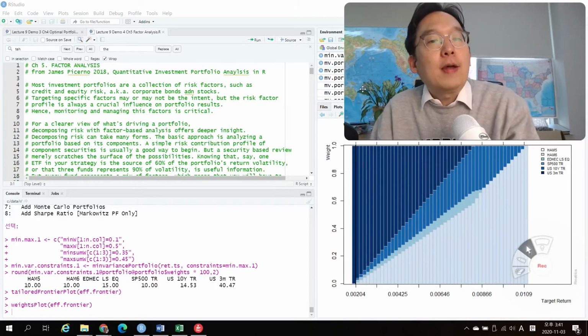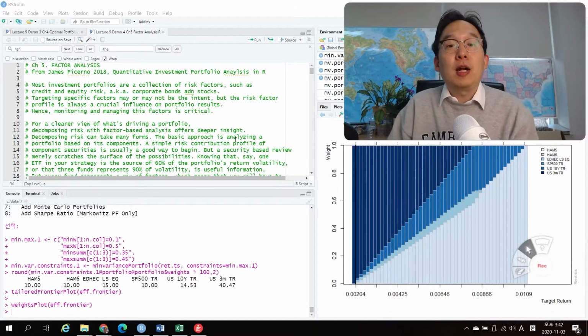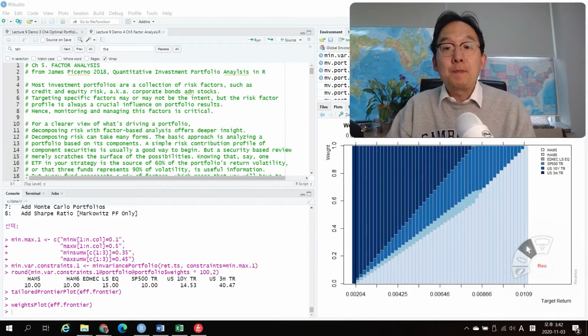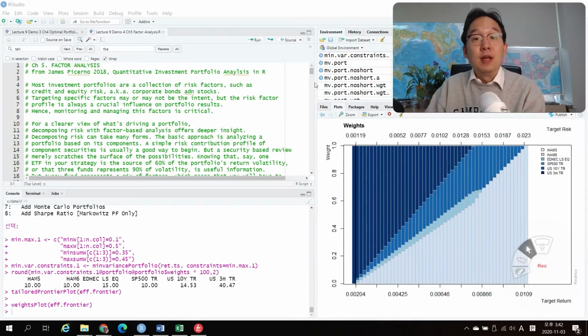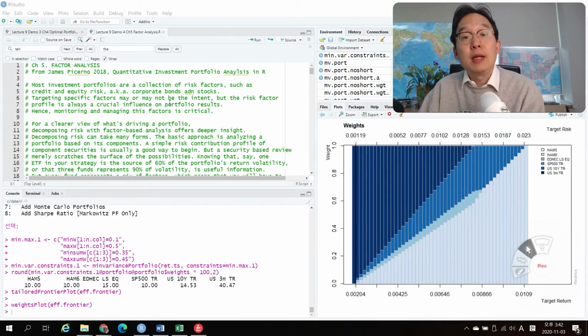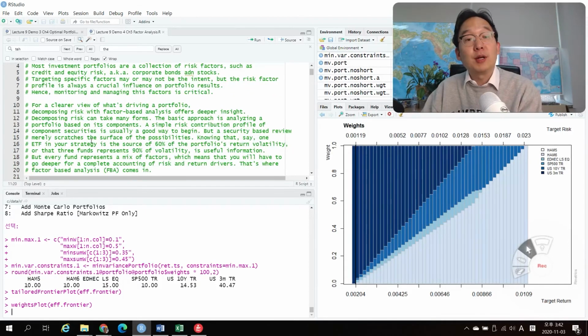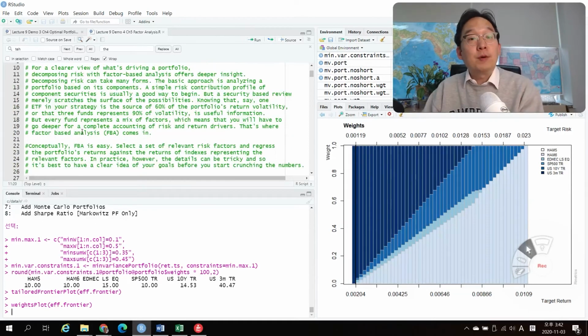All right, anyway, factor analysis, how do we do that? Most investment portfolios are a collection of risk factors, such as credit and equity risk, also known as corporate bonds and stocks. Target specific factors may or may not be the intent, but the risk factor profile is always a crucial influence on portfolio results. Hence, monitoring and managing these factors is crucial for a clearer view of what is driving a portfolio. Decomposing risk with factor-based analysis offers deeper insight.